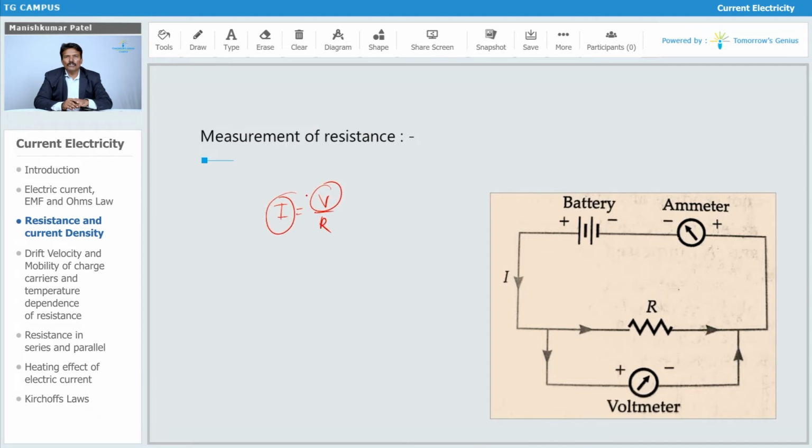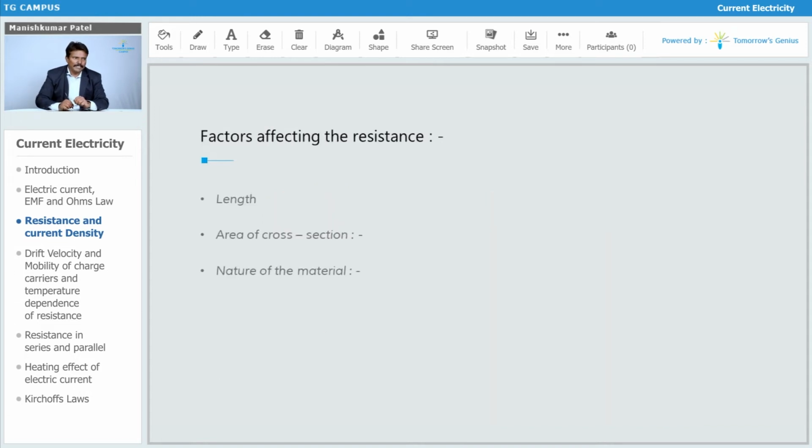For that we always connect the voltmeter in parallel, and we connect the ammeter in series over here, with the help of which we will get the value of current for this particular case. Now there are different factors which affect the resistance. What are those different factors? We will study them one by one.